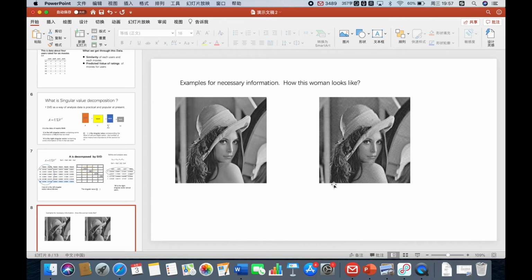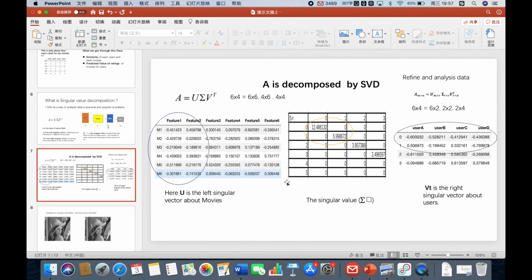But you have to know that when we process data, like when we use a recommendation system, we just need to get the answer fast, and it's okay for us if it's fast. So it means we can use just the first 2 features. Why? Let's look at this function. The original function is 6 by 6 times 6 by 4 times 4 by 4.